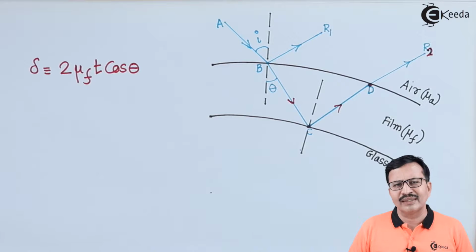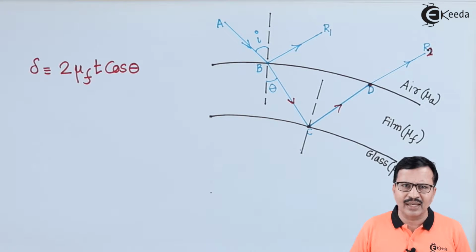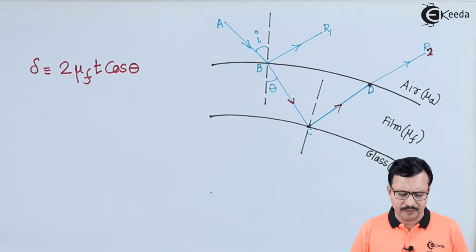What do you mean by a sun control film? A sun control film is a film in which the transmission has been reduced and the reflection has been increased. And how do we do that? We do this by monitoring the thickness of the thin film and the refractive index of the thin film. This is how we do it.